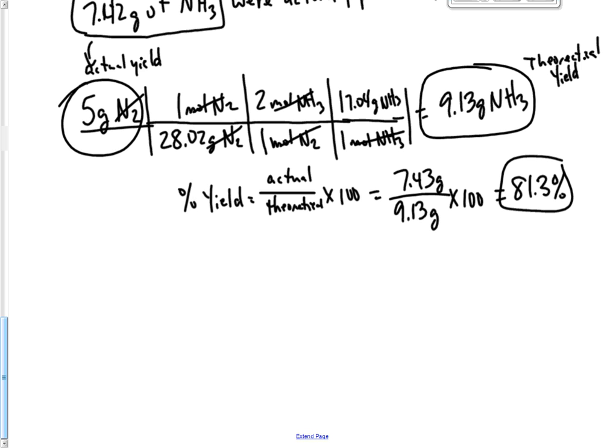So it's adding on to the last video. In the last one we talked about converting grams of one thing into grams of another compound, and now we're going to take that answer one step further and put it into another calculation. And that's it.